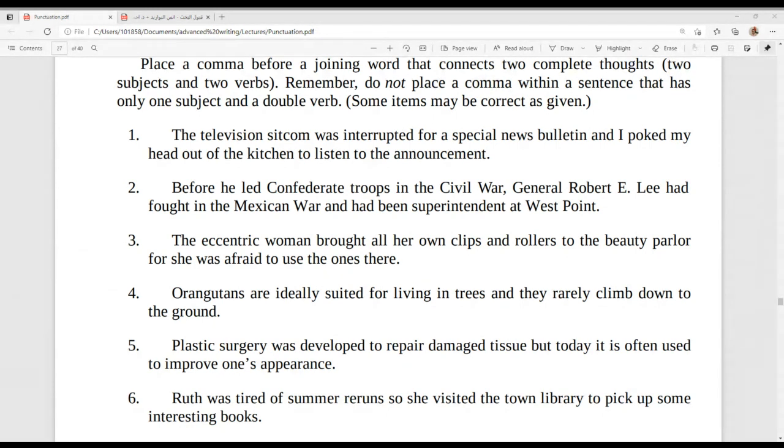Do we need a comma here? Here we have two subjects, right? The television sitcom and I. Two subjects, right? So we need a comma here. Yes, we need a comma here.